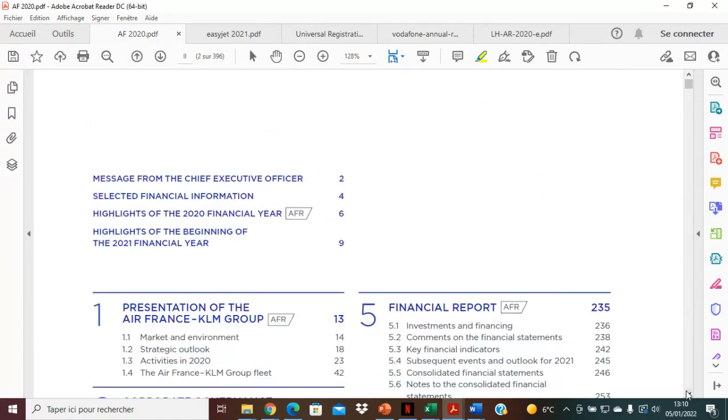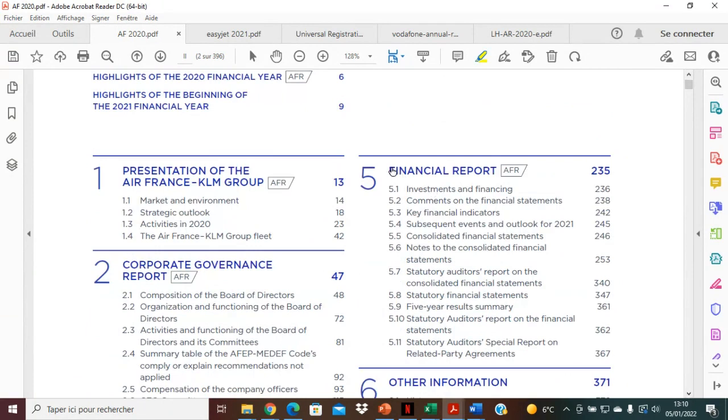Okay, and then we have, as I said, chapter 5. These are the financial statements as such. And the point that is interesting to us here is the consolidated financial statements on page 246. So here we're talking about the financial statements of the Air France Group.